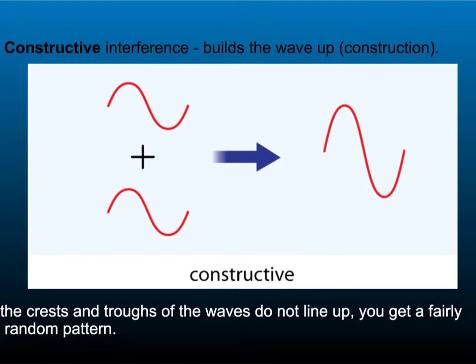Interference causes the reinforcement of some waves. This is called constructive interference, and it builds up the wave. This happens if the crests and the troughs of the two waves line up. It creates a wave with an even greater amplitude. In the case of water waves, this will produce an even taller wave with deeper troughs. If the crests and troughs don't line up completely, then you get a fairly random pattern.